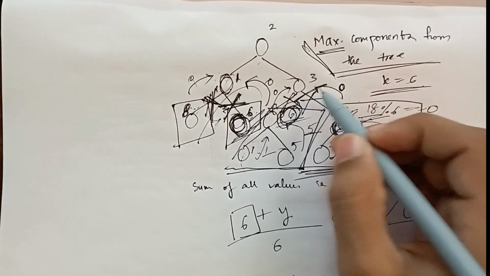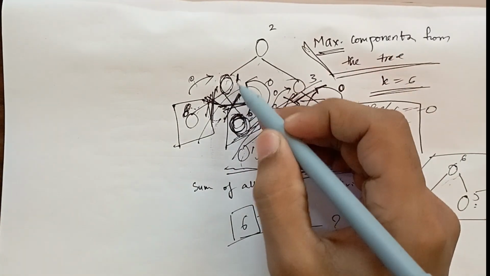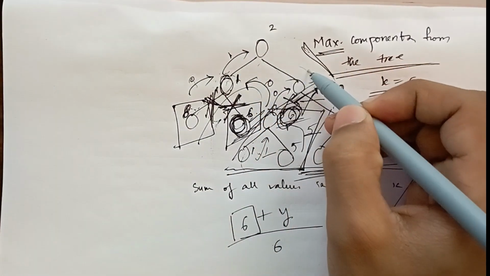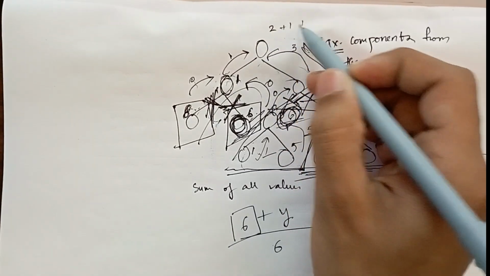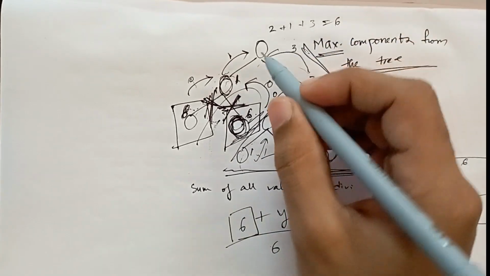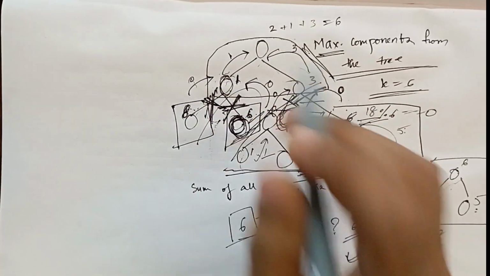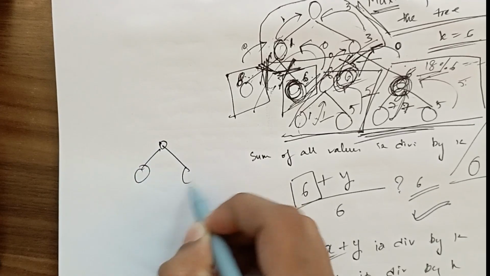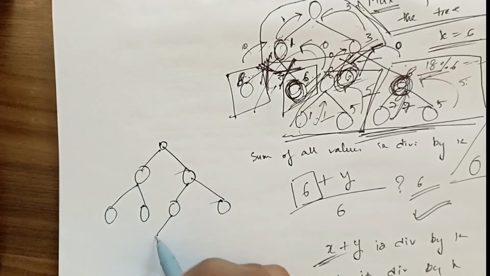Here we got 0. Here we got 3 plus 0 will be 3. And here we got 1. We will be sending 1, we will be sending 3, and 2 plus 1 plus 3 is equal to 6. It is also divisible by 6. So this will be another component. I think it is quite clumsy there. I'll be drawing another one.